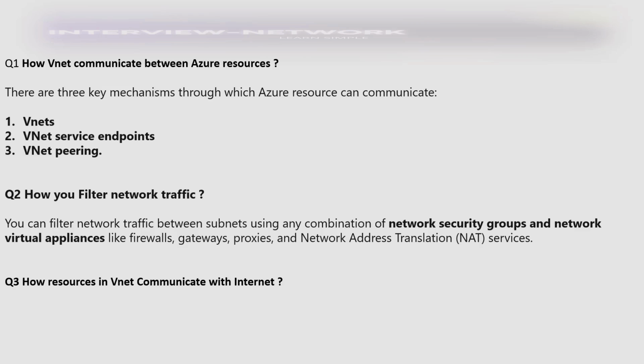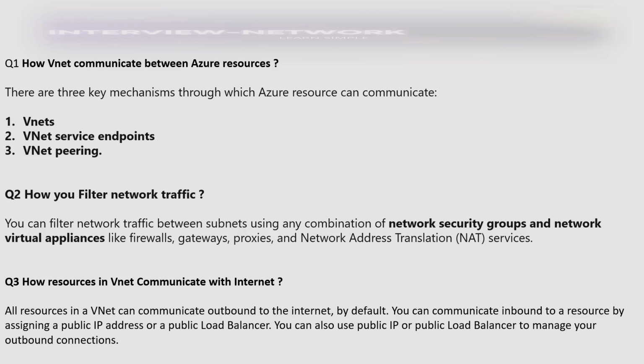How do resources in a VNet communicate with the Internet? All resources in a VNet can communicate outbound to the Internet by default. You can communicate inbound to a resource by assigning a public IP address or a public load balancer. You can also use a public IP or public load balancer to manage your outbound connection.